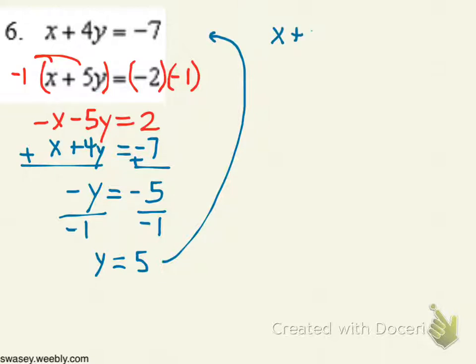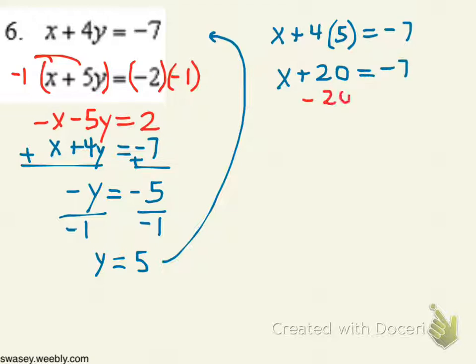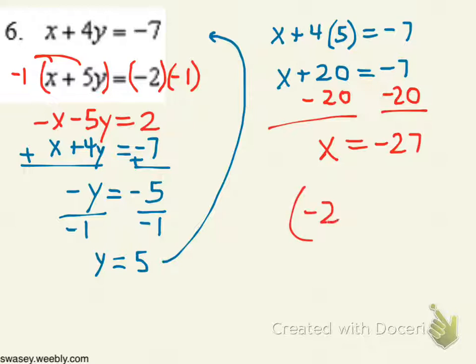Now to find x, we'll plug this back in. So we have x plus 4 times 5 equal to negative 7. 4 times 5 is 20. To get rid of the plus 20, subtract 20 from each side. And so we have x equal to negative 27. Put it together as an ordered pair, x, then y.